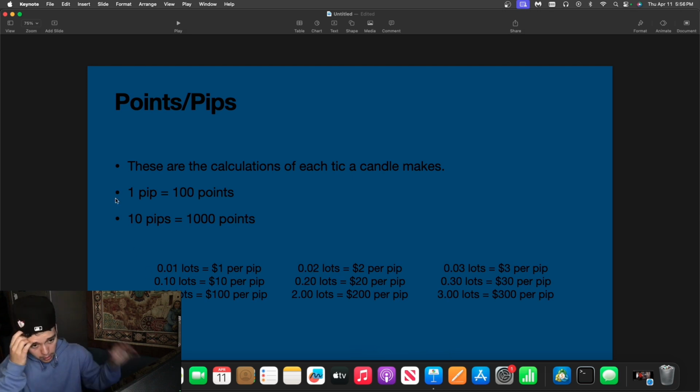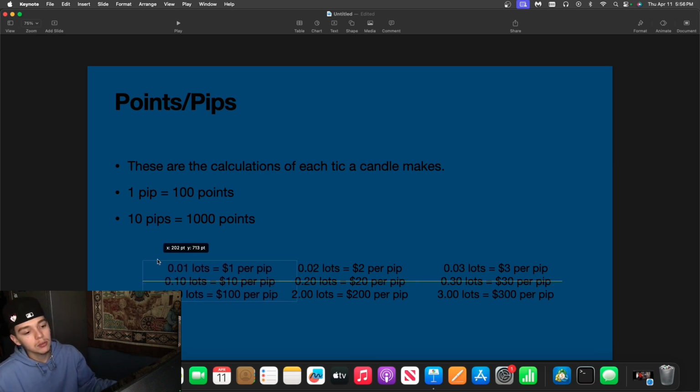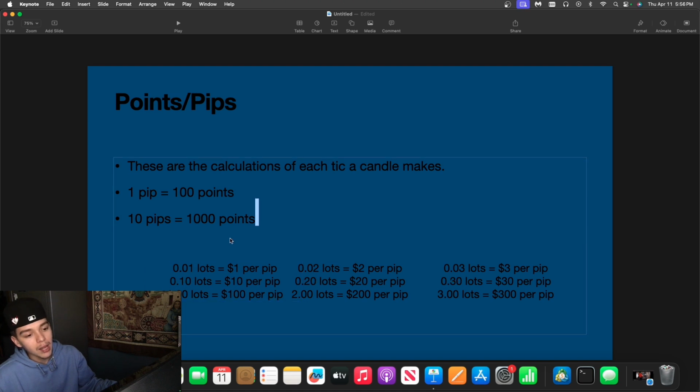Here we go. 1 pip equals 100 points. So you got points and you got pips. 1 pip is 100 points. 10 pips is 1,000 points. Okay, lot sizes. This is what you would be needing to calculate the trade that you take. Okay, so 0.01 lots equals $1 per pip.